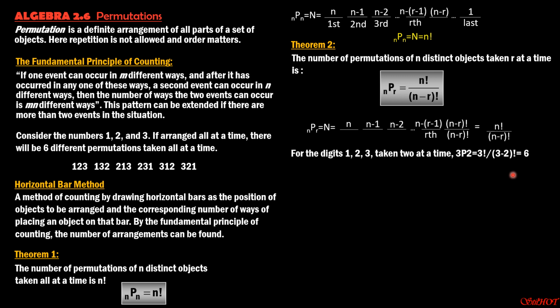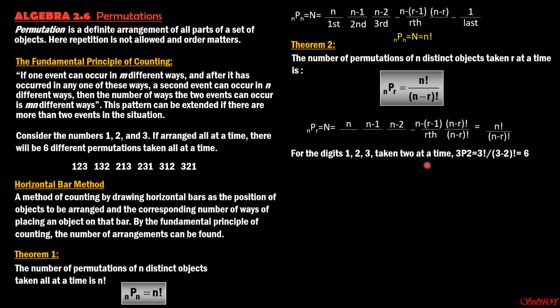We can prove that beginning with n factorial, then expand it as n times n minus 1 factorial.